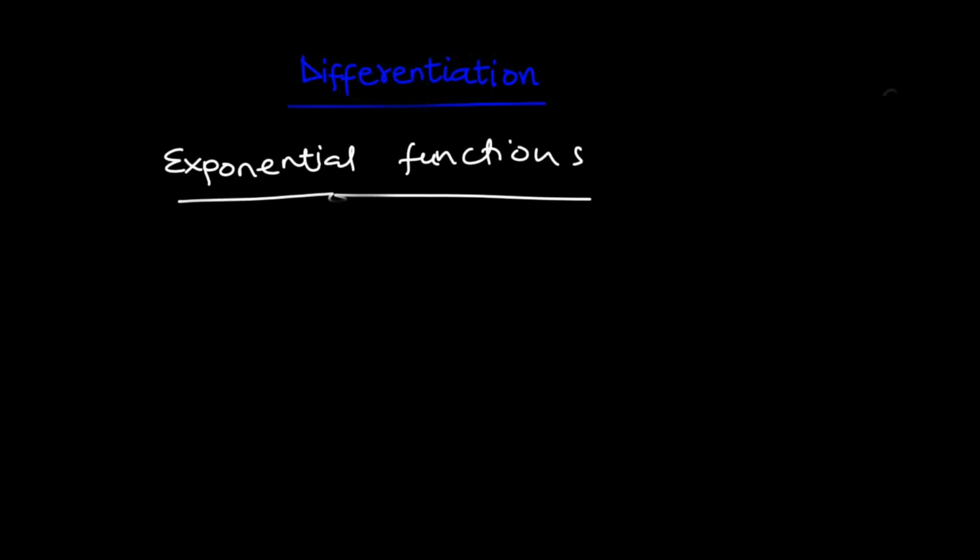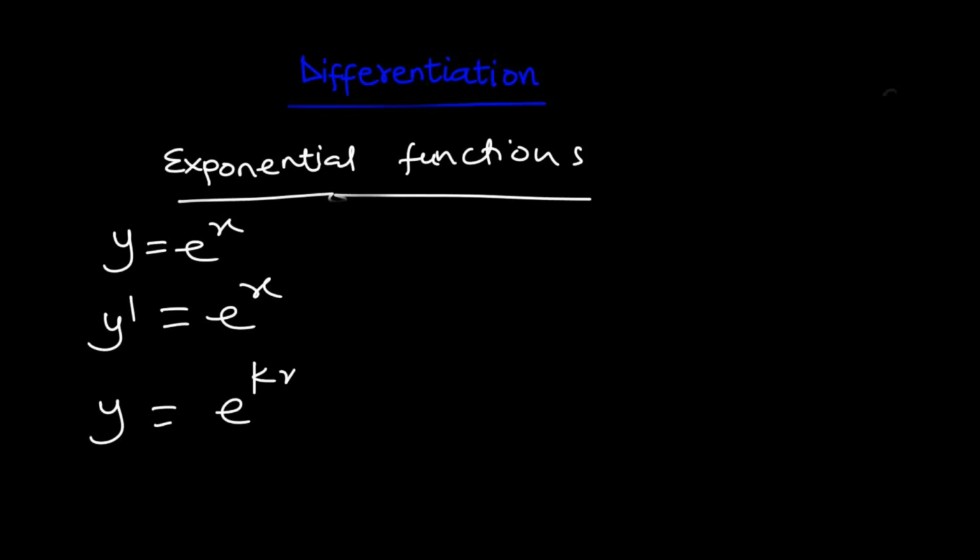So now let's look at how to take the derivative of exponential functions. Let's say I have a function y equal to e to the power x. Then the derivative of y will be equal to e to the power x. And then if I have a function y equals e to the power of kx, then the derivative will be k multiplying e to the power of kx.